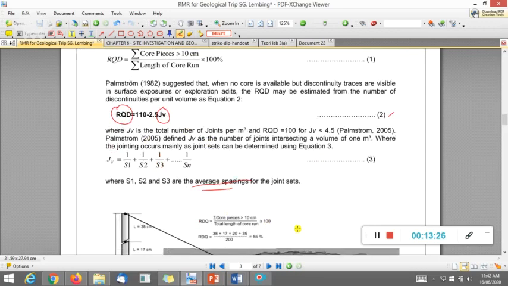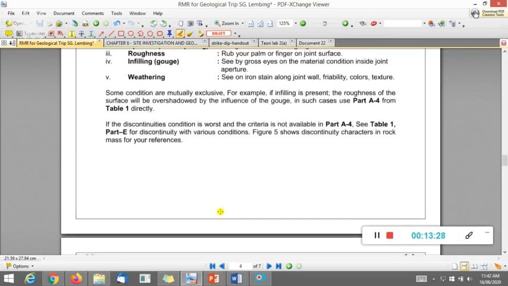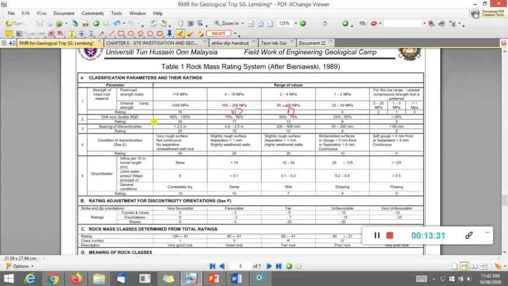Based on the RQD value, you need to refer to table 1 to give the rating. RQD normally represents the quality of the rock itself. So the higher RQD means the higher rating, because this represents good quality rock. Meanwhile, the lower value of RQD, the smaller the rating number.